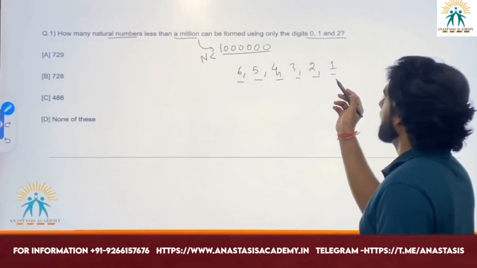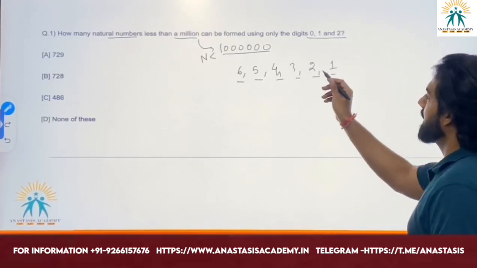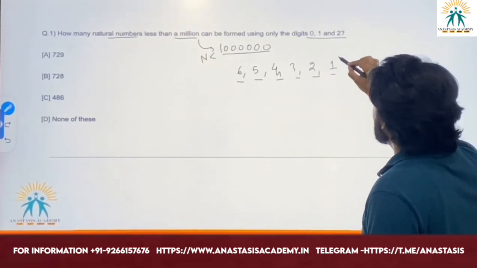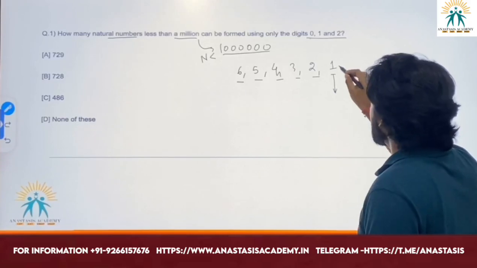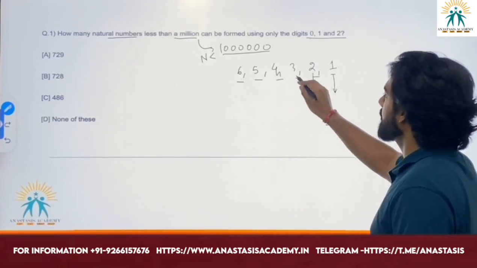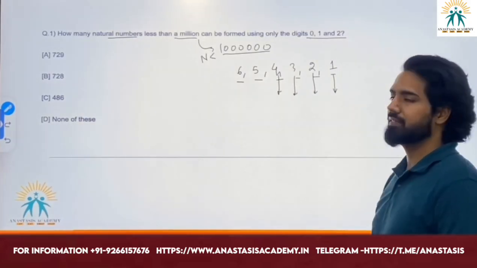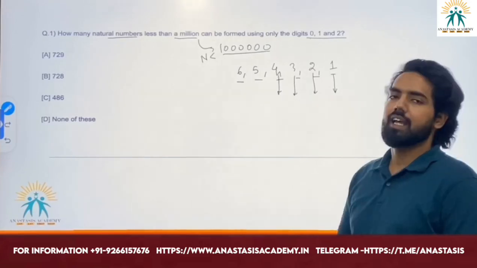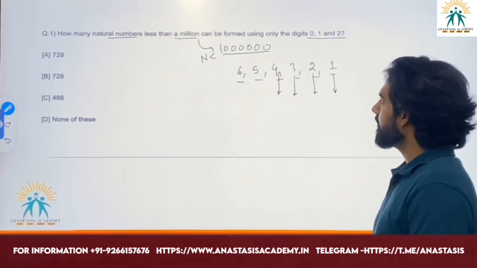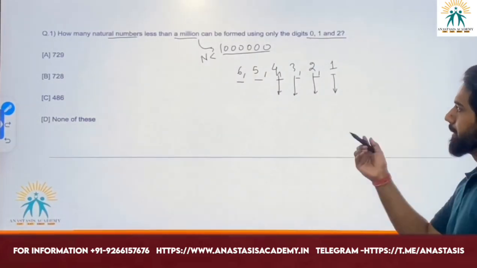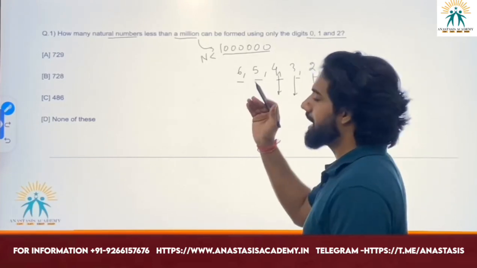I can solve this question by going through the way of finding numbers which are single digit, numbers which are 2 digit, numbers which are 3 digit, numbers which are 4 digit, and then adding all the cases. But I am solving it by a smarter way.